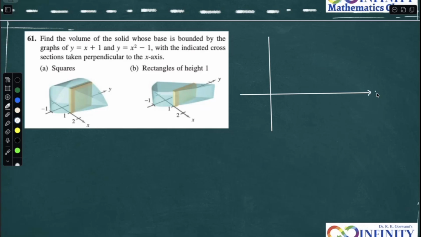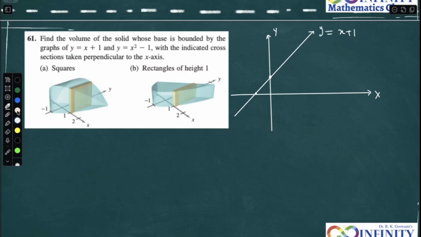And this is my x-axis, my y-axis. y equal to x plus 1. Is it going to be a straight line? When x is 0, y is 1. And when y is 0, x is minus 1 there. So I hope this line is representing y equals x plus 1.